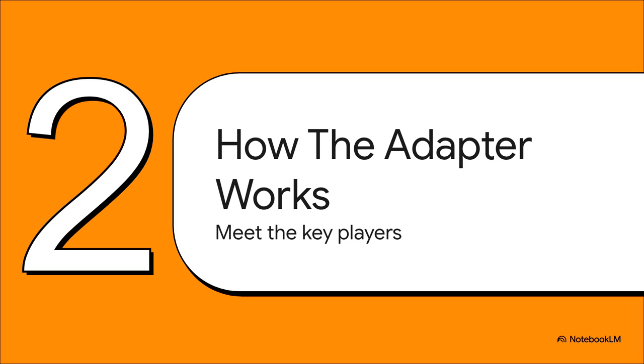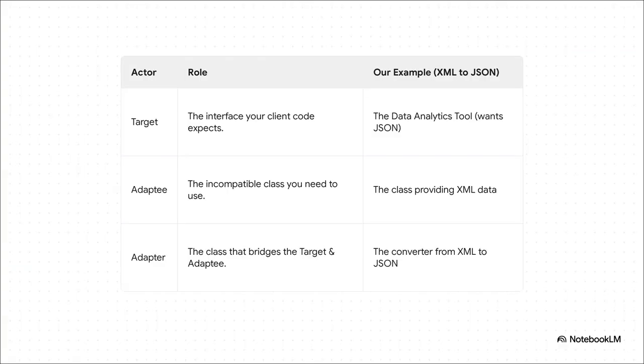Okay, so how does this magic trick actually work in the code? Well, the pattern really comes down to three main characters working together in this little play. So let's meet them. First up, you have the target. This is the interface your main application, your client, is expecting to see. In our example, that's the analytics tool that's waiting for some nice JSON data.